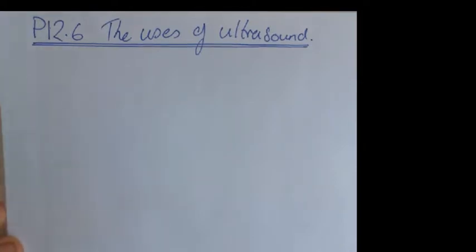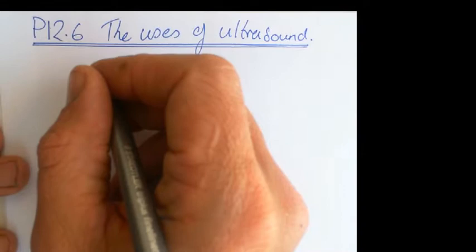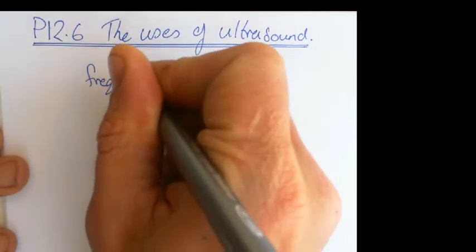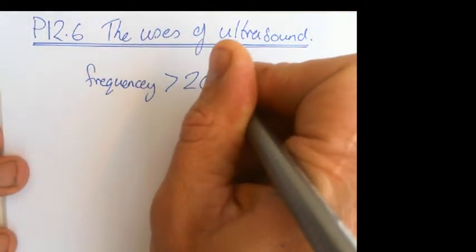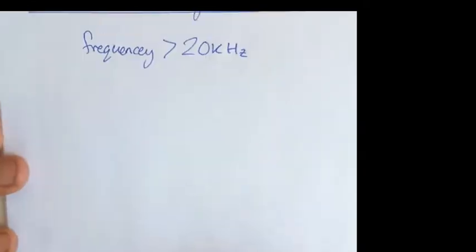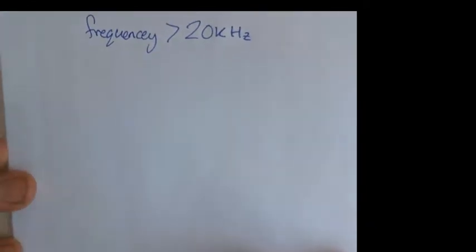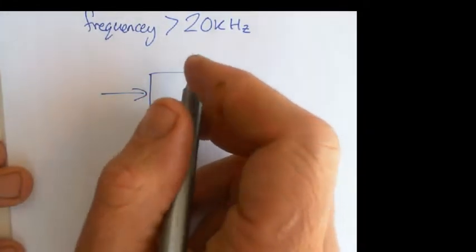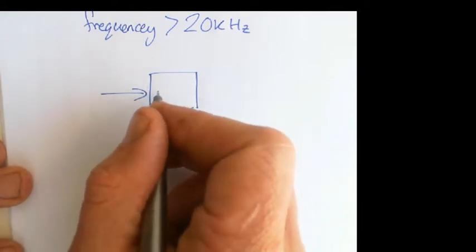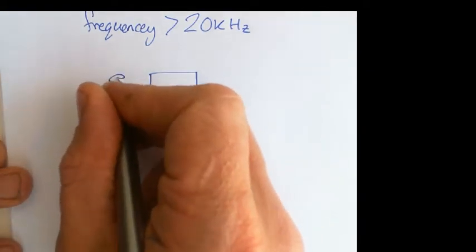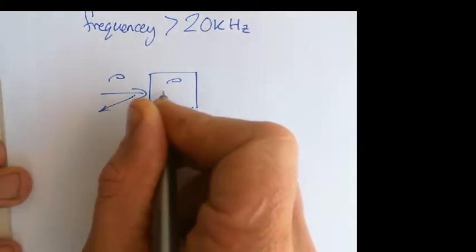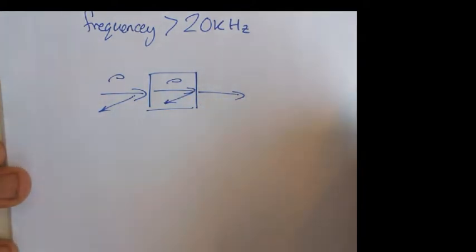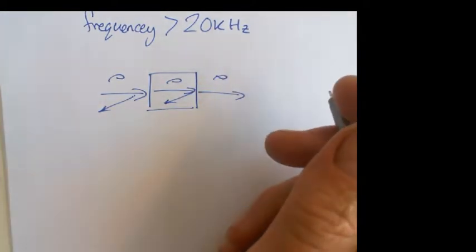Okay, so uses of ultrasound. Remember that ultrasound is anything with a frequency greater than 20,000 Hertz. And the first thing you need to know about ultrasound is what we were talking about previously when we were talking about rays that can be transmitted and rays that can be reflected. Whenever there's a change in density, some of the light will be reflected, some of the light will be transmitted, or sound, or whatever kind of wave it is. As soon as there's a change in density, some is reflected, some is transmitted.